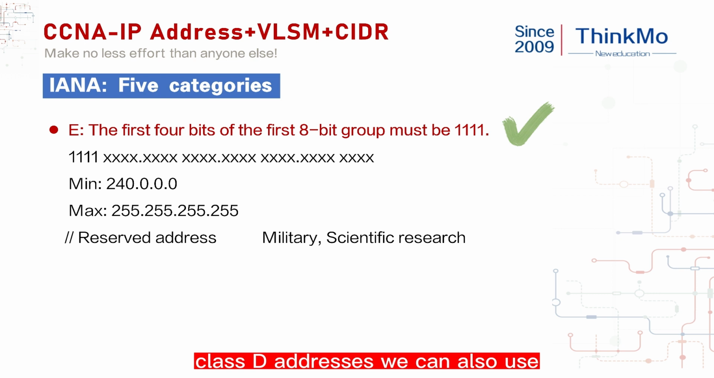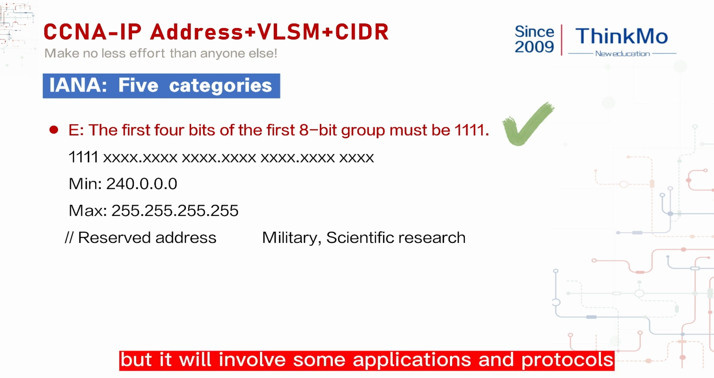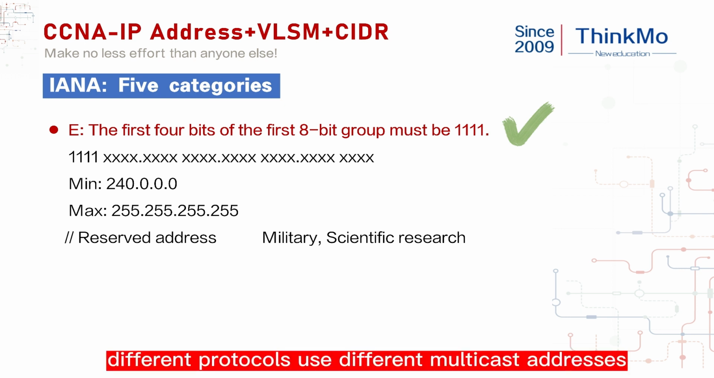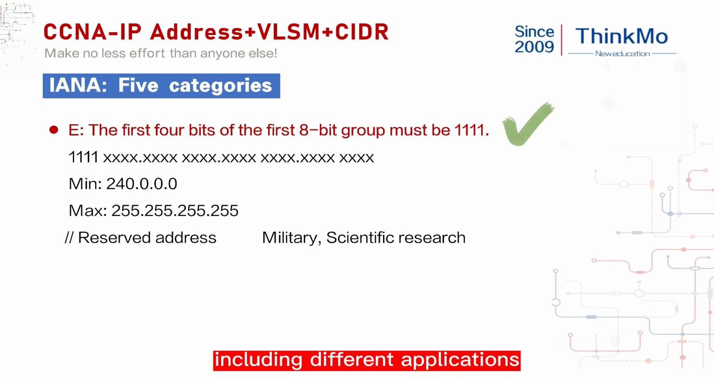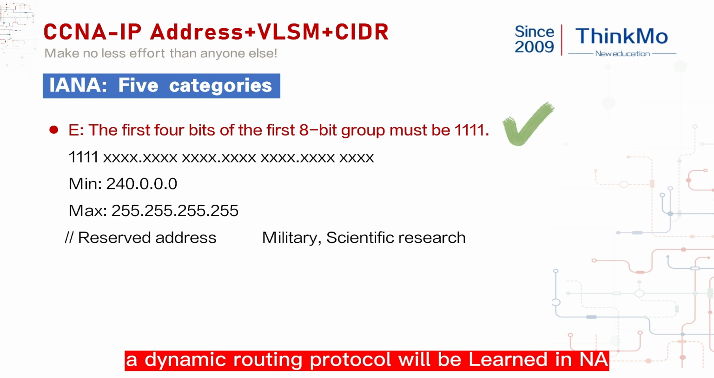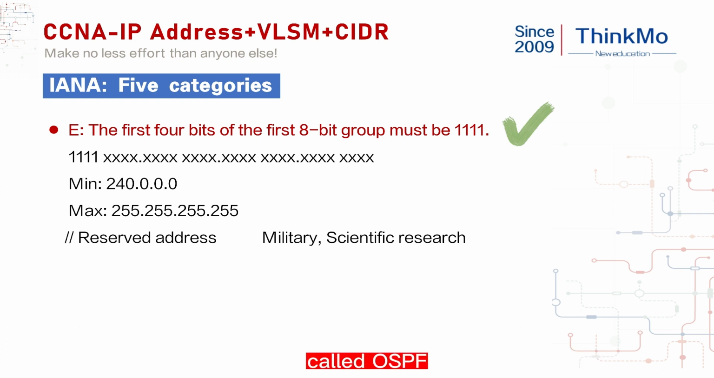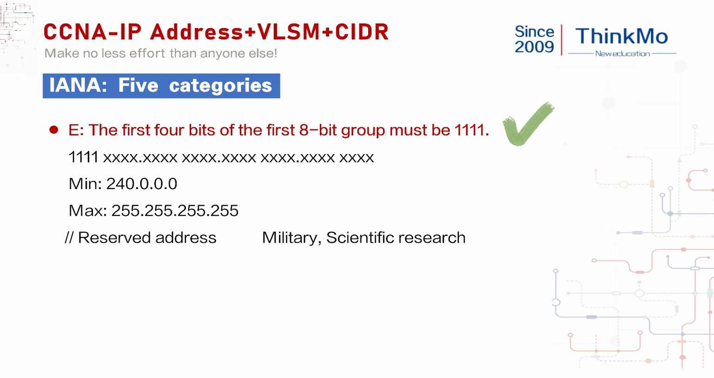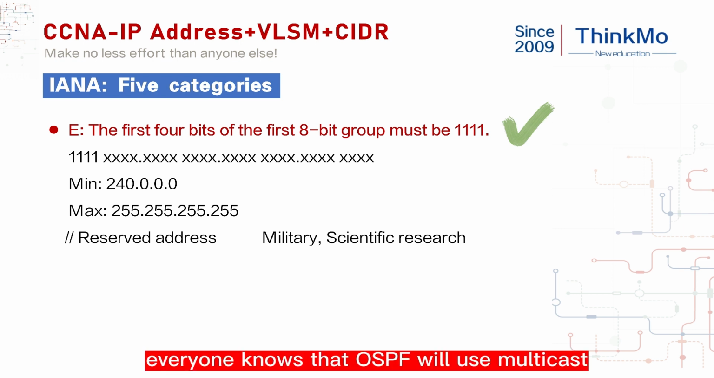Class D addresses we can also use, but it will involve some applications and protocols. When adding groups in the future, different protocols use different multicast addresses, including different applications. The logical multicast addresses they use are also different. A dynamic routing protocol will be learned in NA, called OSPF. At this stage, a multicast address will be touched: 224.0.0.5 and 6. That's not our focus right now. In fact, everyone knows that OSPF will use multicast.